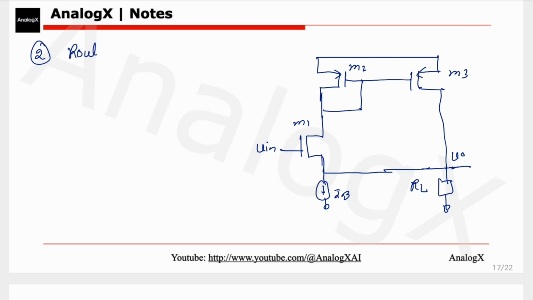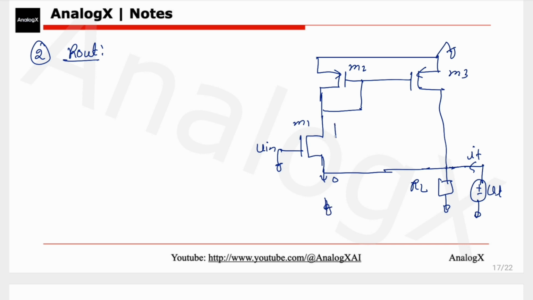Okay, so for Rout, we know that we will turn off all the independent sources, and I will small signal ground the input. Okay, and we will apply a test voltage here. We will see how much current the circuit will draw from this test voltage, and we will calculate from there. Now again this will be open circuit, so there will be no current here. So this will be 0 only.